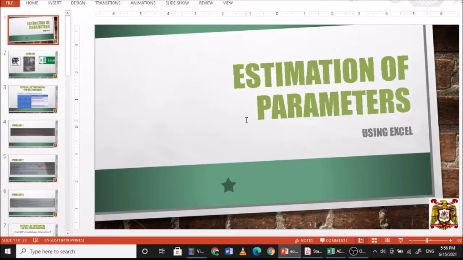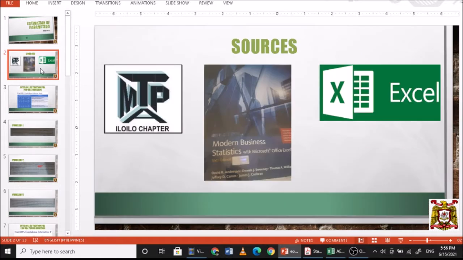Today we're going to discuss problem solving involving estimation of parameters, and we're going to use Excel to solve problems. For the sources of this book, all images from this book in this presentation are from the Untitled Chapter presentation, and all problems in this book are found in this presentation. In this book, Modern Business Statistics with Microsoft Office Excel, we're going to use Microsoft Excel to solve the problems.